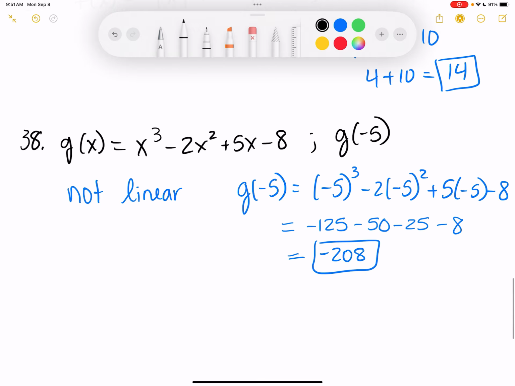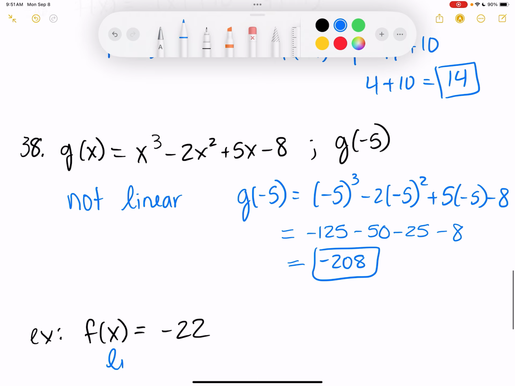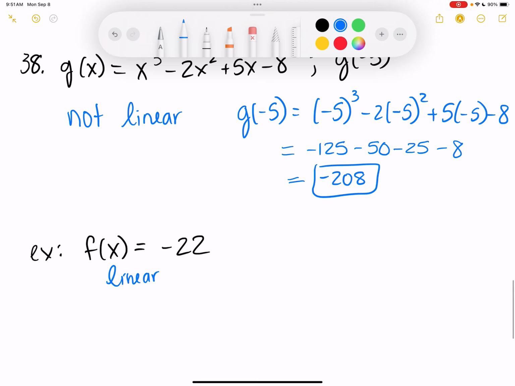If you had f of x is equal to negative 22, is this linear? Yes. Because that would be like y equals that, and we would just have a straight line going across, a horizontal line at negative 22. So this would be linear, just for reference. Some people don't get that one either, so that's why I like to point that out.